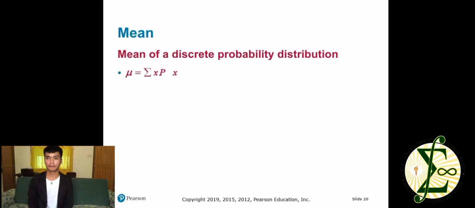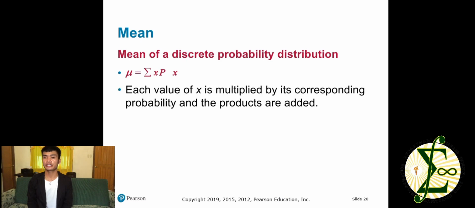Let's proceed. We are now finding the mean of a discrete probability distribution. The mean of a discrete probability distribution is represented by the 12th lowercase letter of the Greek alphabet, mu. Mu is equal to the summation of x times the probability of x. Each value of x is multiplied by its corresponding probability and the products are added.